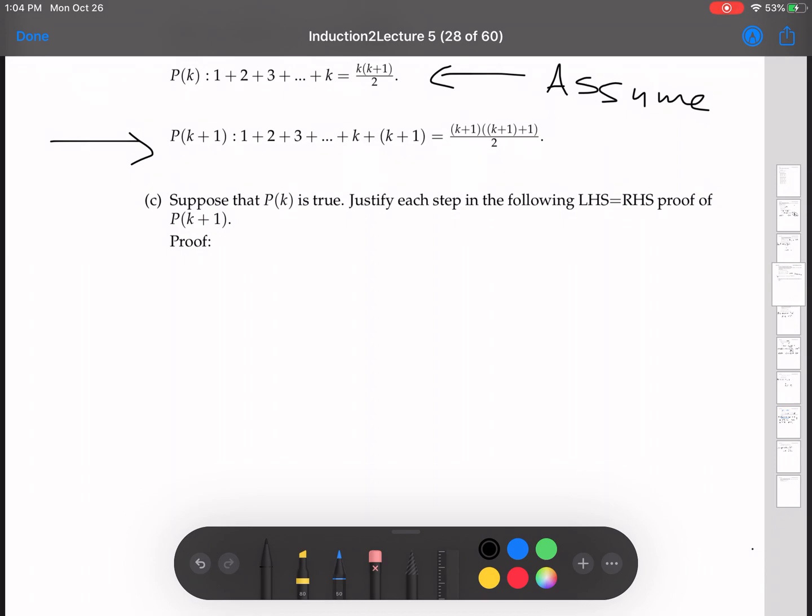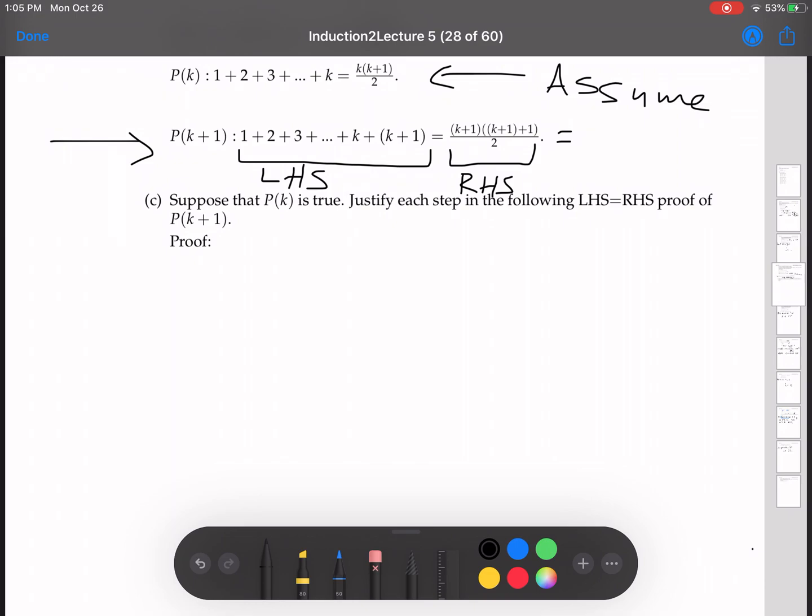All right. So we're going to give a left-hand side equals right-hand side proof. This is our left-hand side. This is our right-hand side. Now it'll help us in the proof, when we're working through it, that we're going to be looking for this right-hand side to crop up.